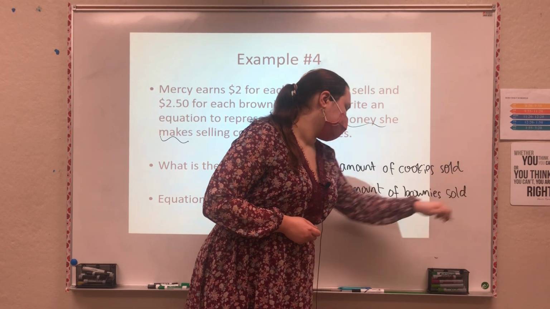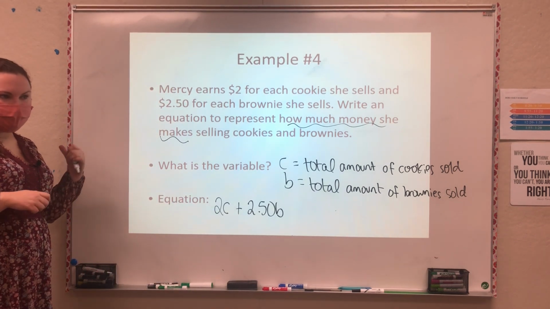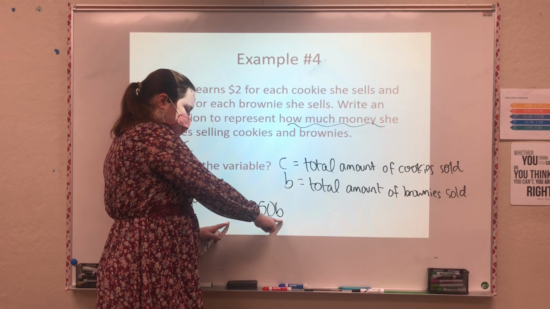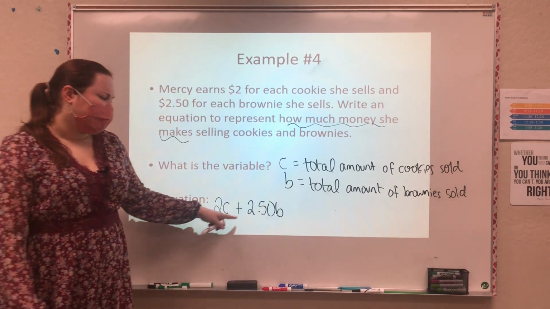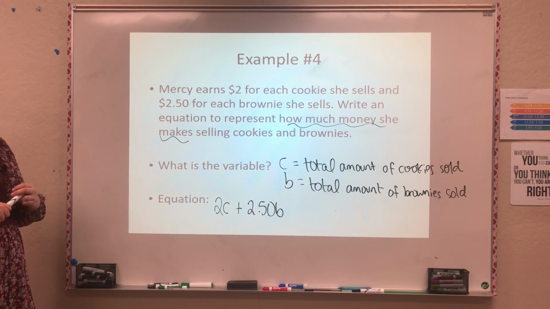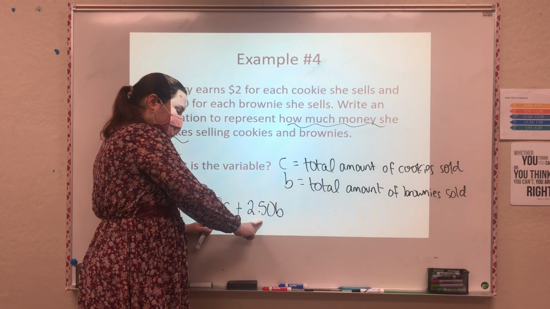I want to pause here because this is where it's a little different than the previous ones. Before we had only one variable, right? Here we've got variables with both numbers. Why did my 2 need a variable and my 2.50 need a variable? Because it doesn't tell you exactly how many she sold, just how much she made for each. Yeah, so we know how much money she's making on each of them.